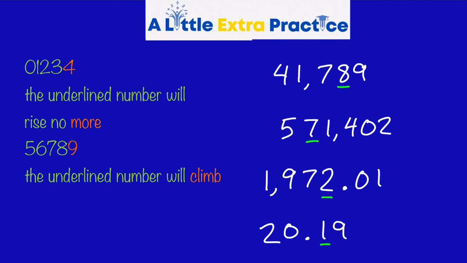41,789. We're rounding to the 8, which is in the tens place. So I'm going to circle the number to the right. 5, 6, 7, 8, 9, the underlying number will climb, so that 8 is going to climb up to a 9. The 9 becomes a 0. It already has a 0 over it, and everything else stays the same, so it becomes 41,790.